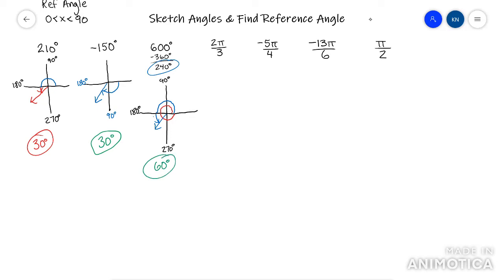All right, now they're also going to give you radians, so it works the same way. But on a radians one, you need to know that pi is right here. So that means pi over 2 is up here. That means 3 pi over 2 is down here. And then 0 or 2 pi would be back at your start, a full loop.